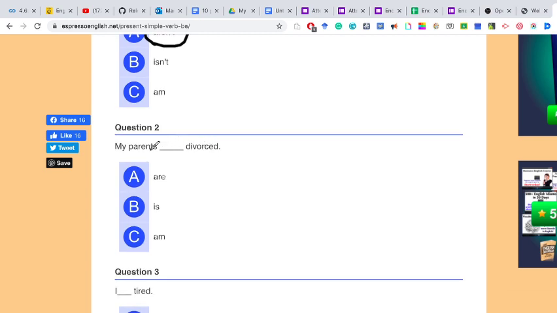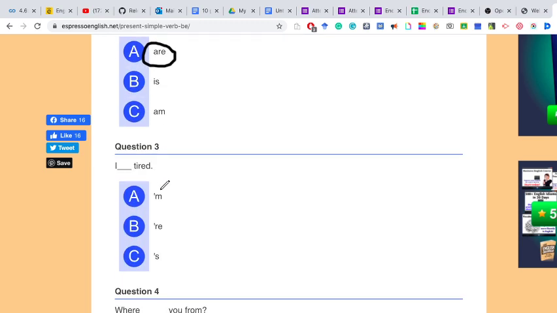Question 2. My parents divorced. We use are, is, or am. I think you chose A. Why? Because parents has an S, which indicates plural. And with plural, we use are. My parents, my teachers, my brothers, my sisters. With plural nouns, we use are.